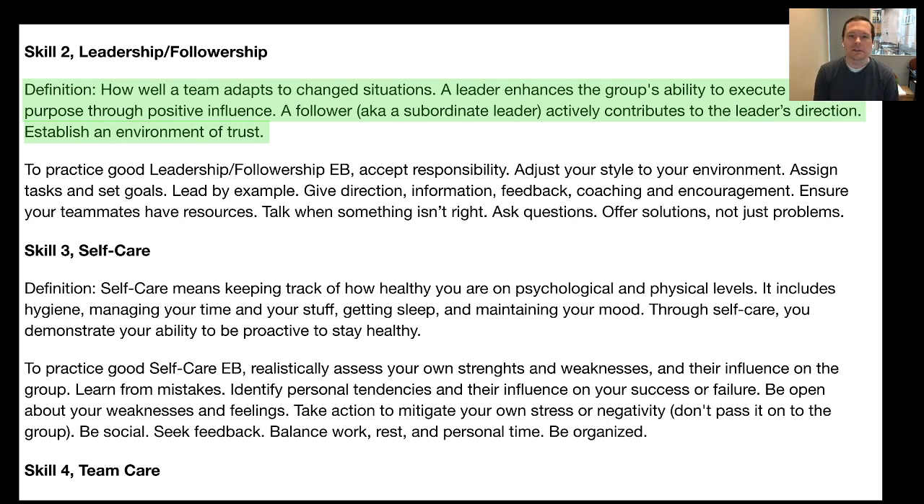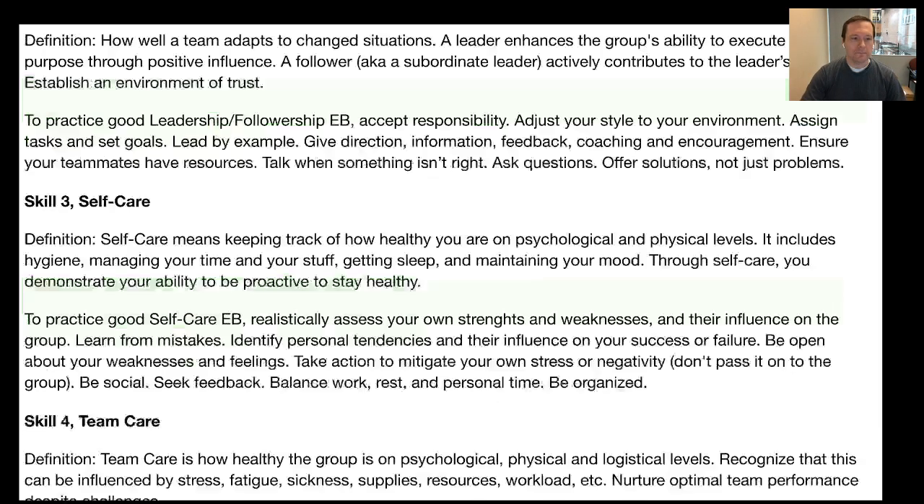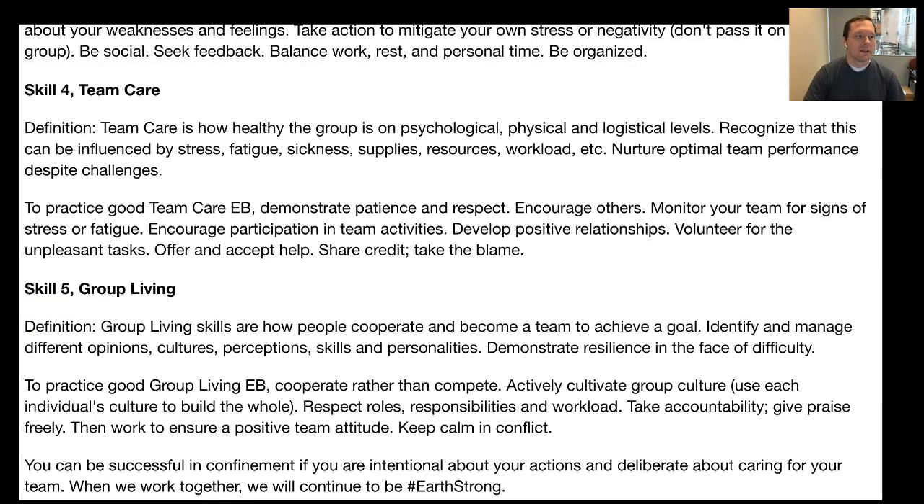Environment of trust, critical stuff. Self-care, healthy psychological, physical, hygiene, go team. Managing time, sleep, and so on. Apologies for speed here. Team care. Check on your teammates. How are they doing physiologically, psychologically? Acknowledge there's stress, fatigue, sickness, all the stuff we have. Try to work through those.